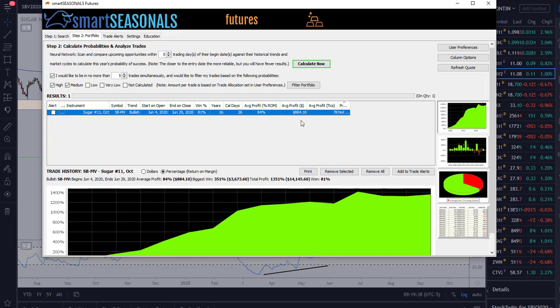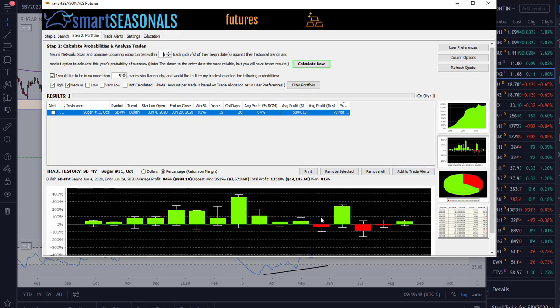Now, average profit's been about $900 per contract. You can see a year-by-year equity curve. Obviously, we want to see it sloping to the upside, which it clearly is. We've had a few losing trades over the last few years or so, but they've been very minimal comparatively to the overall gain over the last 16 years.